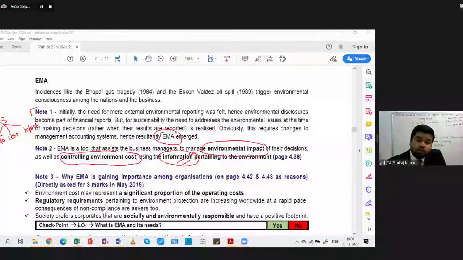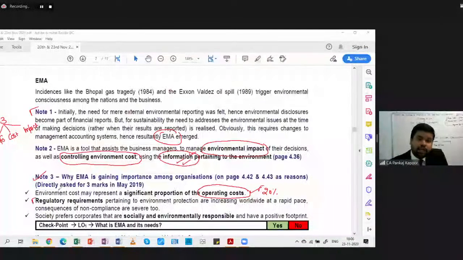Okay. Now another question which is very important. Why is EMA getting importance? Due to three reasons. The first reason: EMA or environment cost is a major component of opportunity cost. Last time we also discussed that in some cases, if the company's operating cost is 100 rupees, then 20 rupees is the environment related cost. Hence, it's a major part of your total cost. In order to do cost management, you also need to manage the environment related cost. Hence, EMA is getting importance.